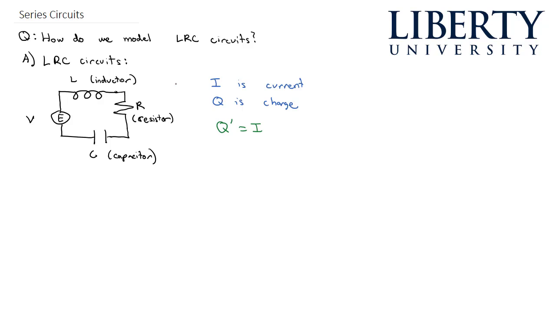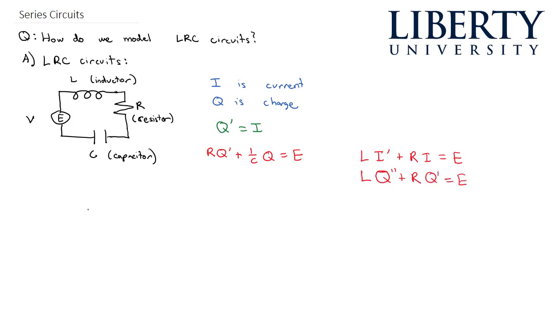And when we discussed these circuits back with first-order differential equations, we said that RQ prime plus 1 over CQ would equal E when we had an RC circuit. Or when we had an LR circuit, we would say that LI prime plus RI is equal to the energy flowing through this circuit. Well, if I is equal to Q prime, we can make a substitution here, and that I prime then must be Q double prime, and I must be Q prime.